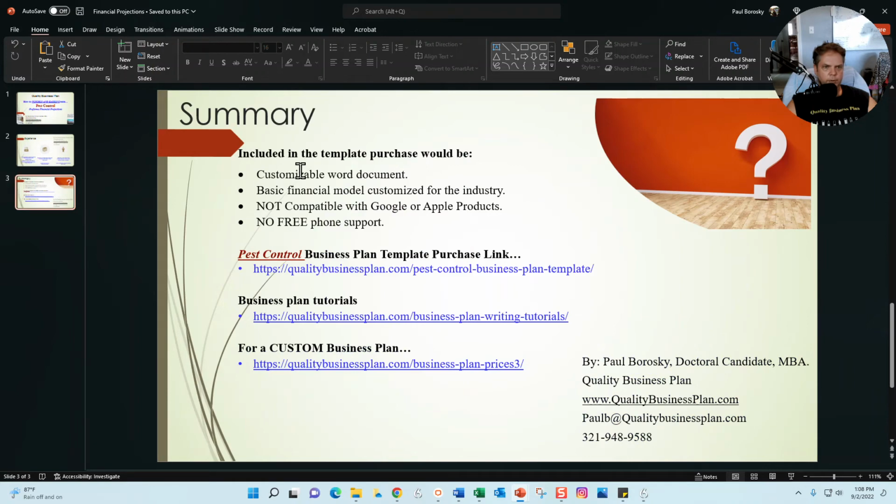So in summary, if you are interested in purchasing my Pest Control business plan template, keep in mind it does come with a customizable Word document. It also comes with a basic financial model that we just went through. Keep in mind there are some restrictions, there are some limitations. That's not the end-all be-all of every financial model ever created. First, it's not compatible with Google Docs, and it's also not compatible with Apple products. So if you've got Apple Pages, you're not going to be able to use the spreadsheet. The Excel sheet's not going to convert to that.